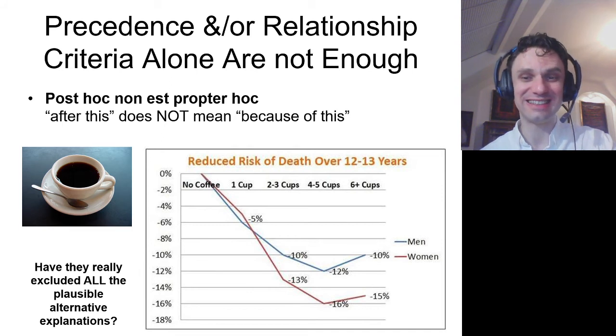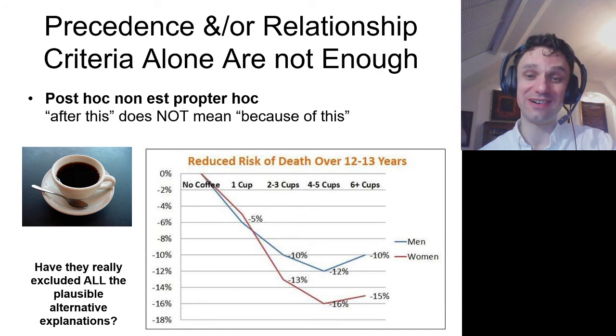Now, the question is, can we actually infer that it is coffee that prevents early death? And you can put this video on pause and think of the possible alternative explanations. Why are people who drink a lot of coffee less likely to die? Now, if you have reflected a little bit on this simple exercise, of course, there are a lot of alternative explanations that we can propose.